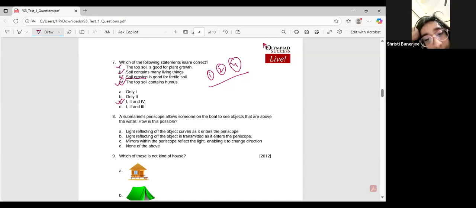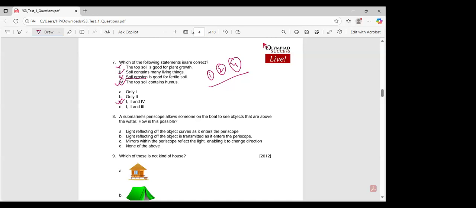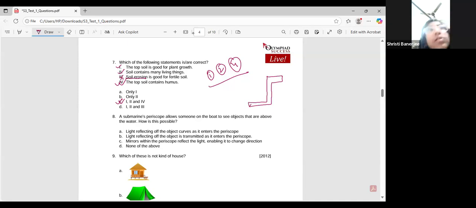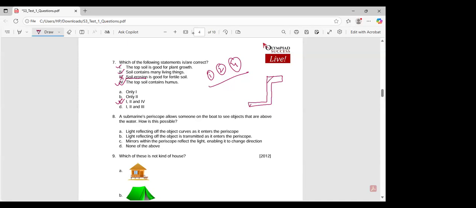Okay. So shall we move to the next question now? The next question says that a submarine's periscope allows someone on the boat to see objects that are above the water. How is it possible? Now see, what is a periscope? It is somewhat like this. It looks somewhat like this and it has two mirrors placed this way. Here is one mirror and here is another mirror.